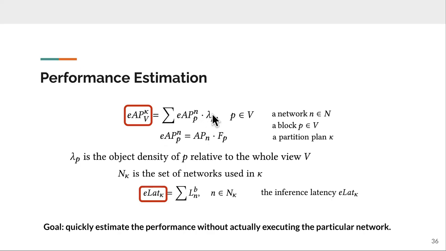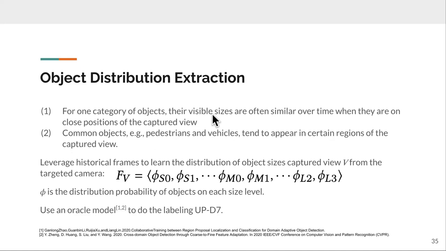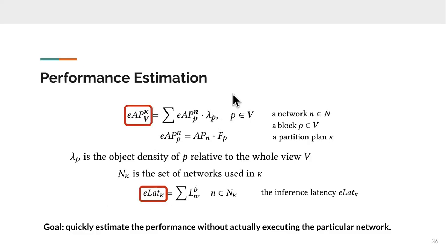Let's go back here first. Lambda P is the object density of a block P relative to the whole view V, and N is one neural network. So we can take these neural networks' average precision, the estimated average precision, multiplied by the density, and then we sum all those blocks. So P is a block, and we sum over all those blocks.